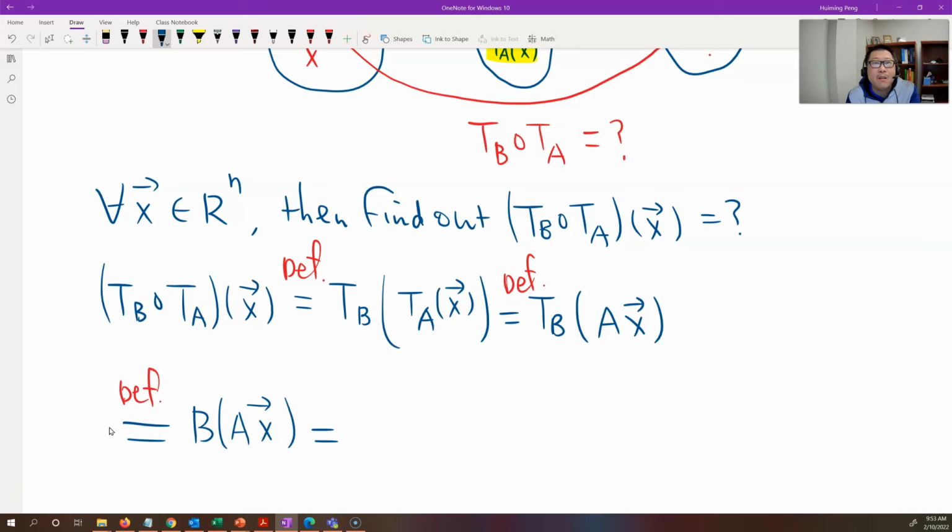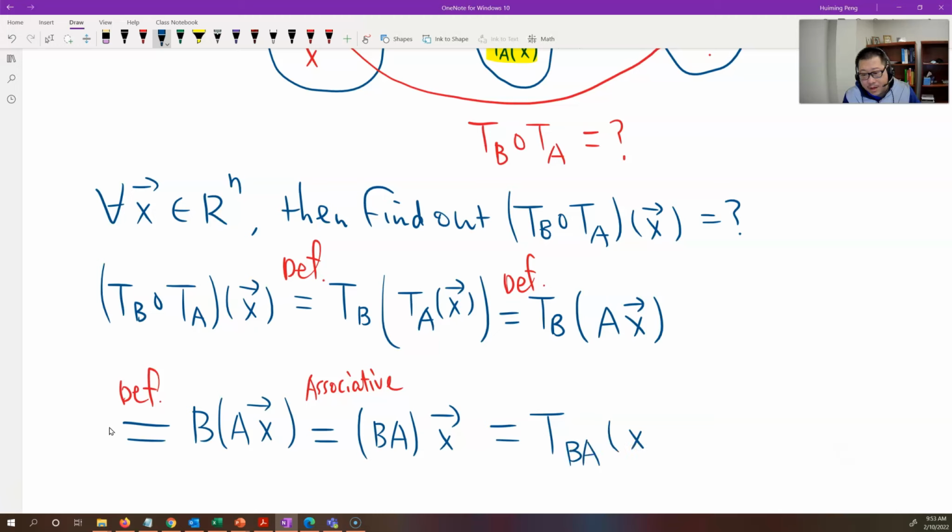And then, because of the associativity of matrix multiplication, this is BA times X. Makes sense, right? What is this? This is a matrix transformation. By the definition, the standard matrix is, of course, B times A, so it's B times A at X. Yeah, definitely, we get it. This is a matrix transformation because we found the standard matrix. That's the proof. Thank you.